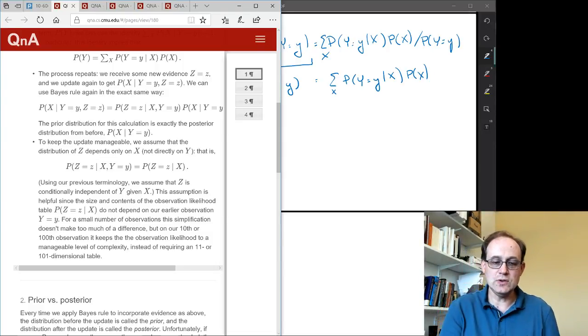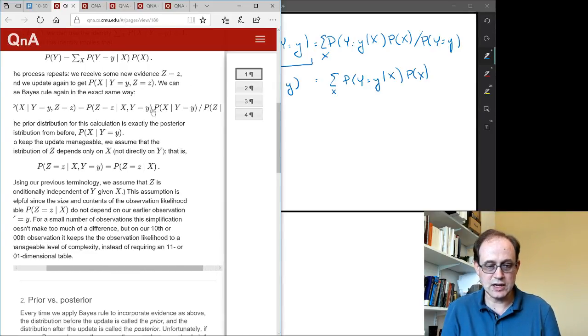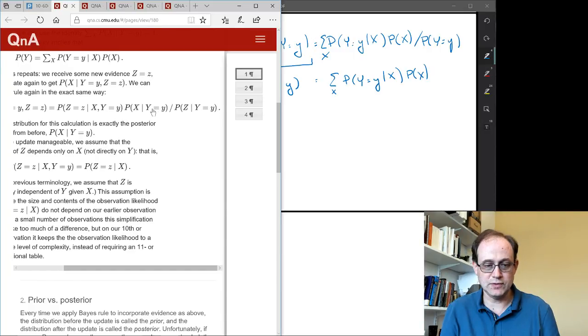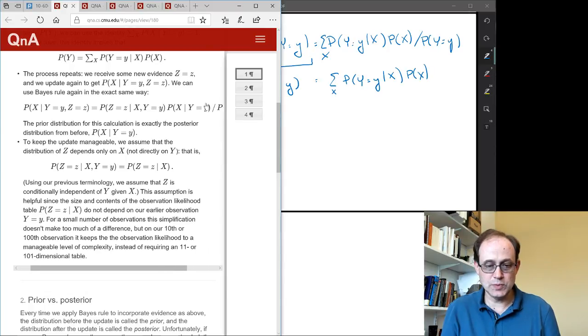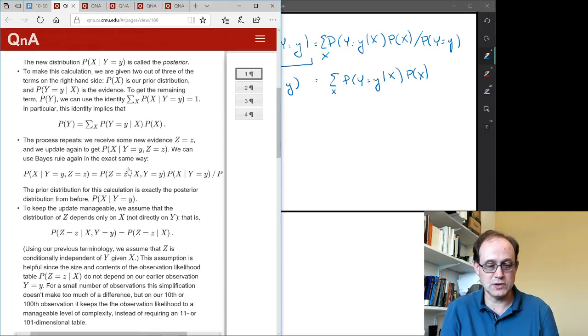And so we can use Bayes' rule again, right? So here it is written out. It doesn't quite fit sideways, so I'm scrolling back and forth here. And so this is just an application of Bayes' rule. And note that the prior distribution for this application of Bayes' rule, the incoming distribution over x, is exactly the posterior distribution from before, right? It's the thing that we calculated on the left-hand side up here of Bayes' rule.